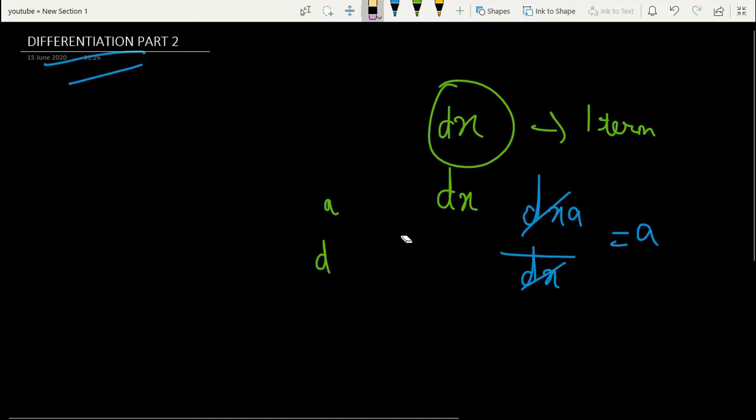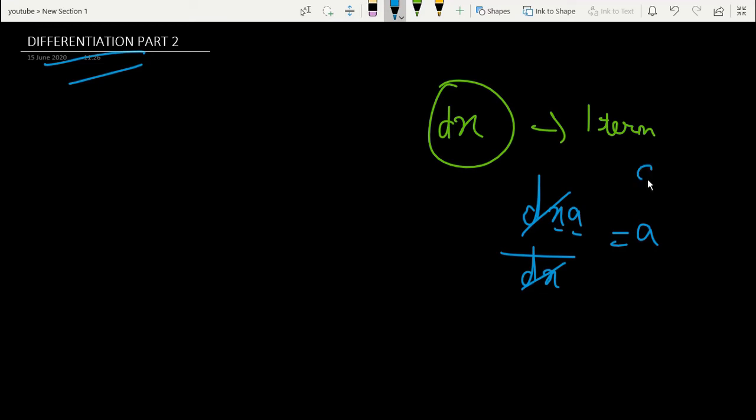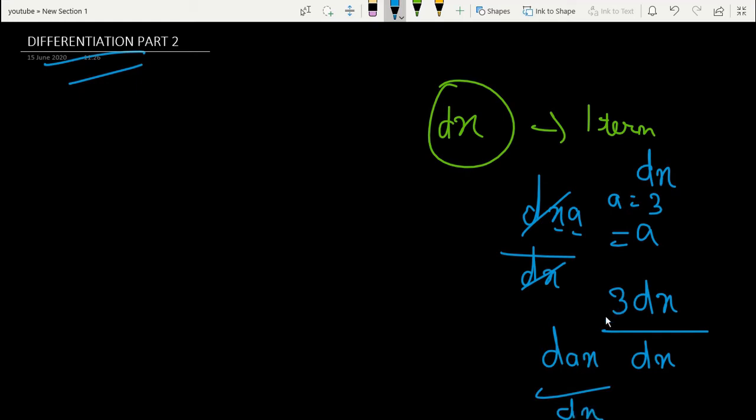The variables that I'm taking are just examples. Instead of these, you can put numbers. For example, if a is equal to 3, then what will be the differentiation? It will be d(3x) by dx. You can write it in any way. It's in the form of d(ax) by dx, taking a as 3. So we can cut this and the answer will be 3. Like in this we have a, in this we have 3.